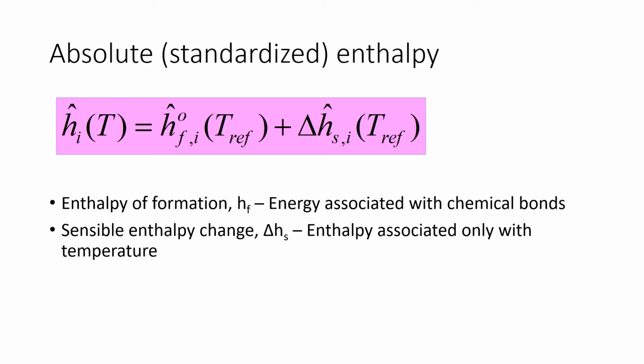When we talk about enthalpies, the first thing we should understand is the absolute or standard enthalpy. In this equation, H hat represents an intensive property. Absolute enthalpy of a component i at temperature T is the sum of the enthalpy of formation of i at standard reference state and the sensible enthalpy change of i in going from T reference to T.